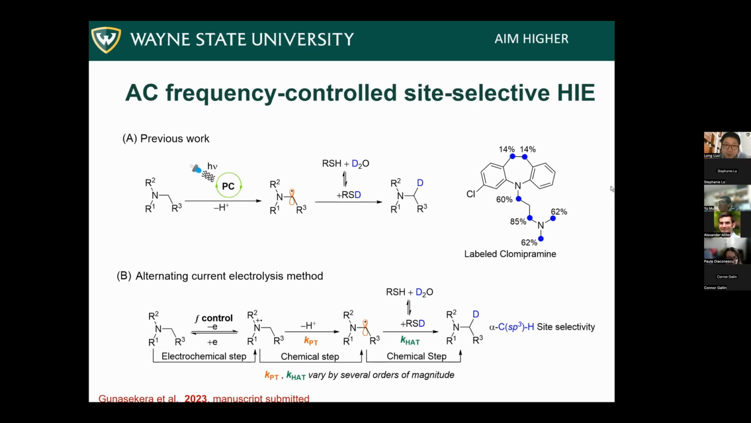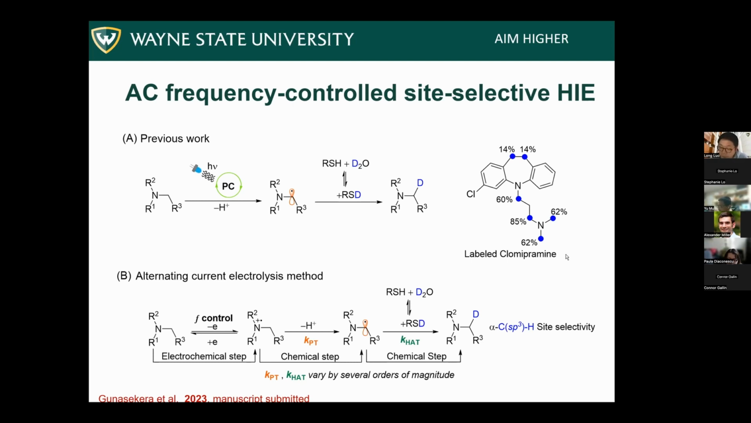So actually, the dream reaction we are trying to do now is site-selective hydrogen isotope exchange, because there's just no strategy out there to selectively label different alpha amine sites. Whenever you do this, you would typically label multiple sites at the same time. It's difficult to selectively activate one site and not touch the rest. It's very difficult to do, but with the frequency, we have a possibility here.